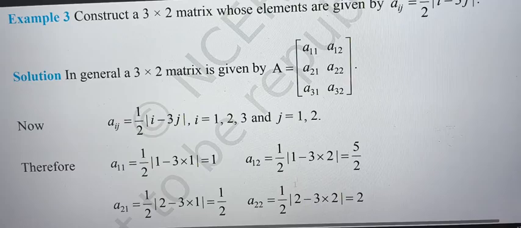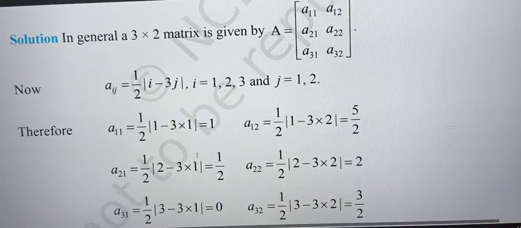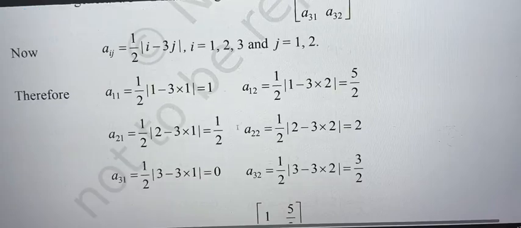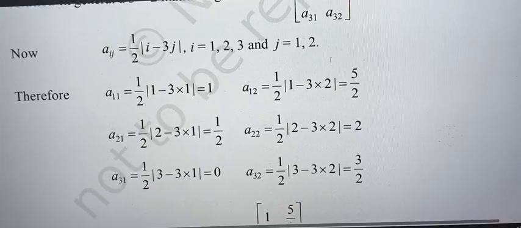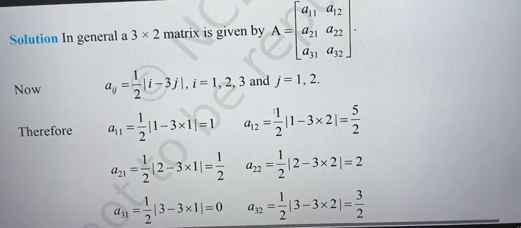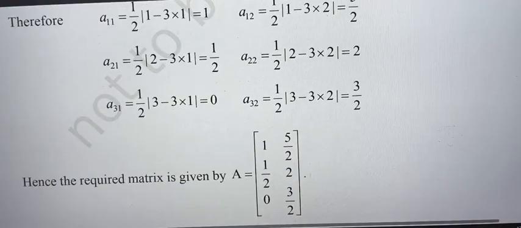Then for the next element, 2 is i, again 2 is j, so 2 minus 3 into 2, 3 2s are 6, 6 minus 2 is 4, 4 by 2 will be 2. No need to care for the negative sign, it's inside the mod. Then same thing, 3 minus 3 into 1 is 0, 0 by 2 will be 0. 3 minus 3 into 2, 6 minus 3, again 3 by 2. So now you have to write all these in their positions. You found out their values, so put them in their positions, and you can write m cross n again here if you want, 3 rows and 2 columns, 3 into 2. This is how you solve it.